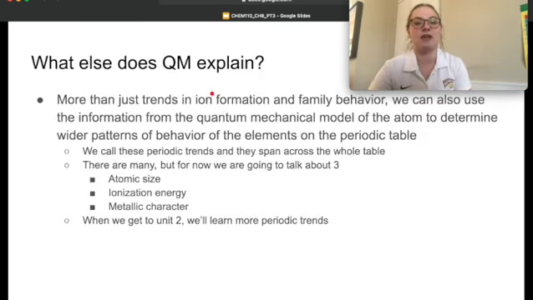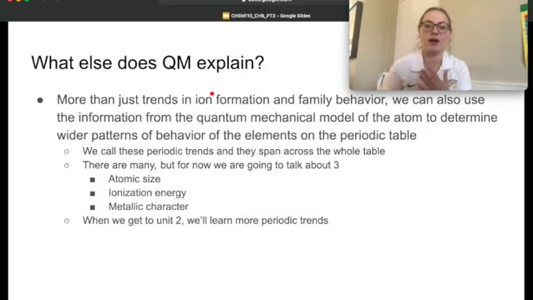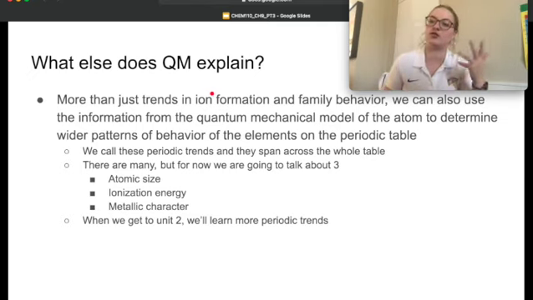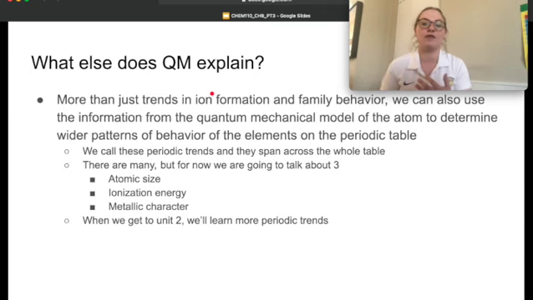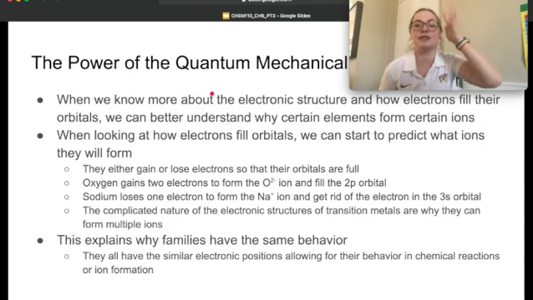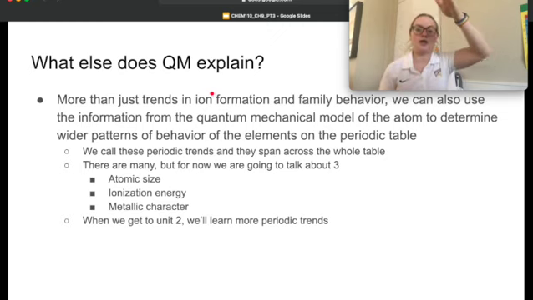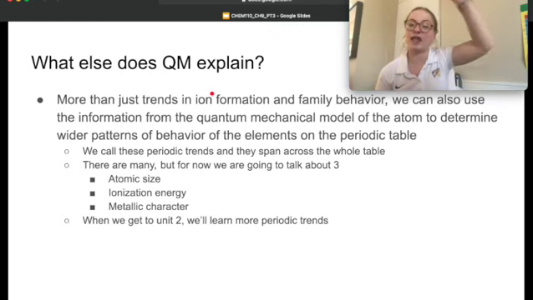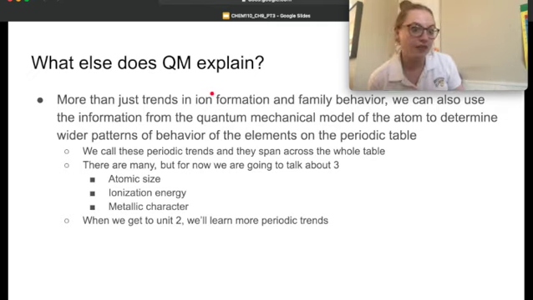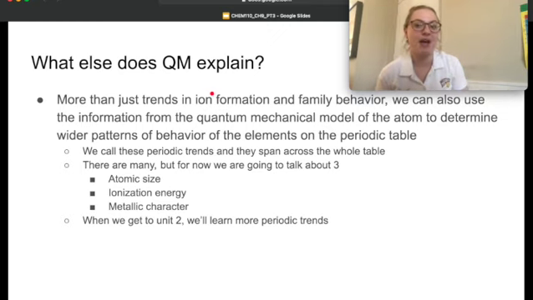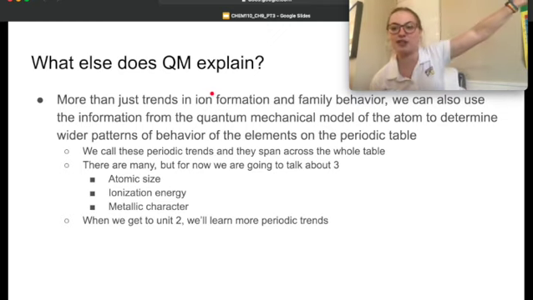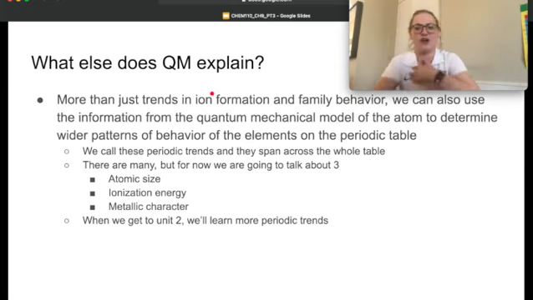So let's talk about some of those behaviors that the quantum mechanical model explains. It does help explain that trend in ion formation, right? So sodium is in the first column of the periodic table, the alkali metals, and they all have one valence electron. So if they give up their one valence electron, then they're able to have that positive 1 charge. They're just giving up their one valence electron, saying, hey, I'm going to stick with my core electrons. I don't need that valence electron. That's why that first column forms a +1. And the second column is the same.